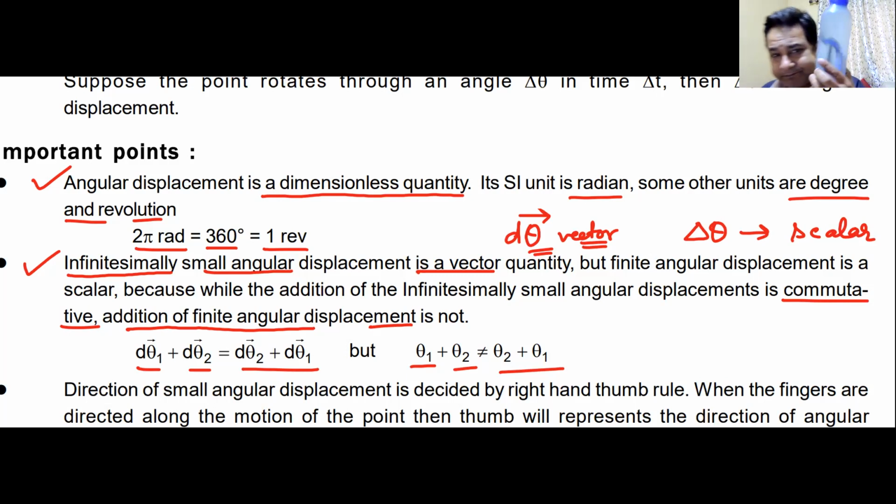Bottle. Now remember, it is a vector, and which type of vector is it? It is known as an axial vector.